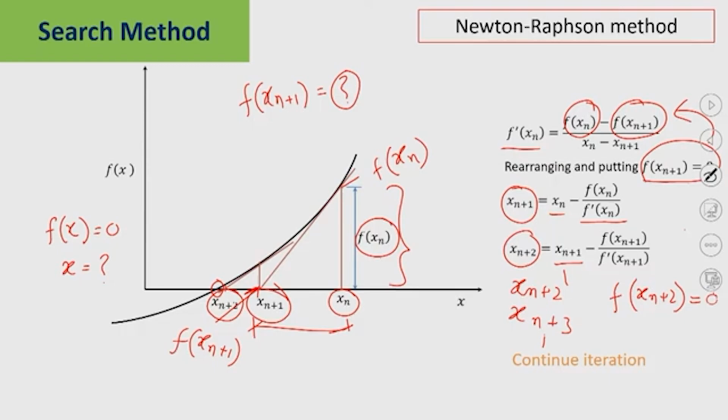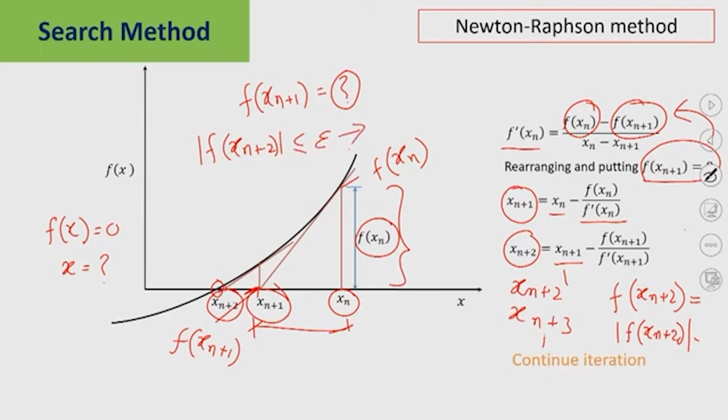It should be equal to 0, but it will never be exactly 0 here. So, what I can do is take the absolute value of the function at x n plus 2 or whichever point, and this should be less than or equal to some epsilon value. I will terminate my iteration once f of x n plus 1 or n plus 2 is less than or equal to some epsilon value.